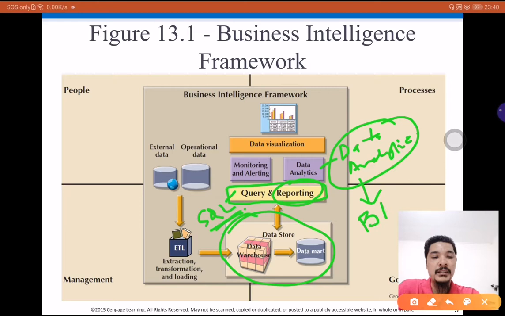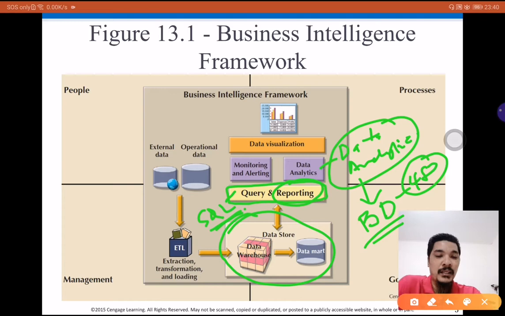If you all need to know more about big data, make sure you take subject 408. So we talk about data analytics. Nowadays, someone that can do data analytics can have a very high profile, because they need to know everything. Then after that, when we have data analytics, we can do monitoring and also alerting.